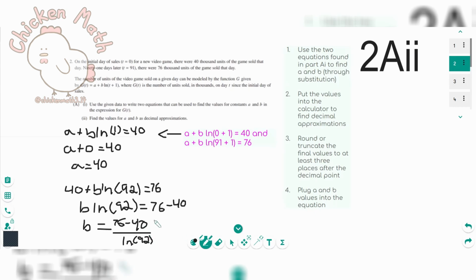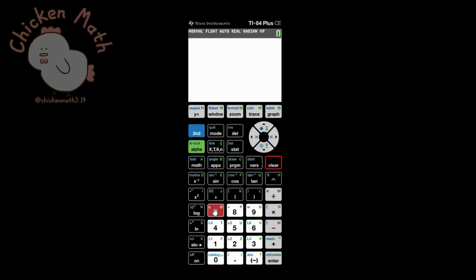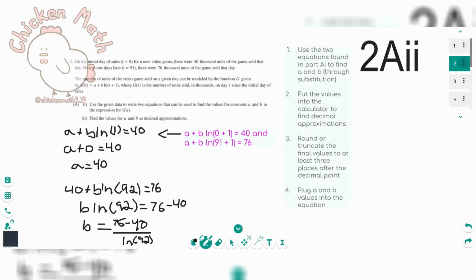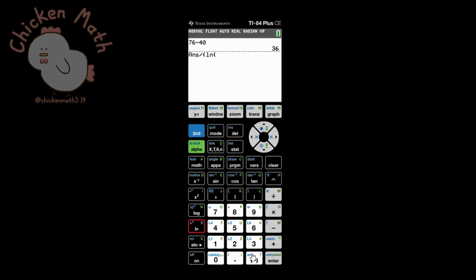Right? The question is asking for decimal approximations. So obviously 40, we don't really need to do that. But for b, we want to calculate what this value is in our calculator. So we're going to go over to our calculator, and we're going to do 76 minus 40. And then we're going to divide this by ln of 92. And this is our approximate answer.